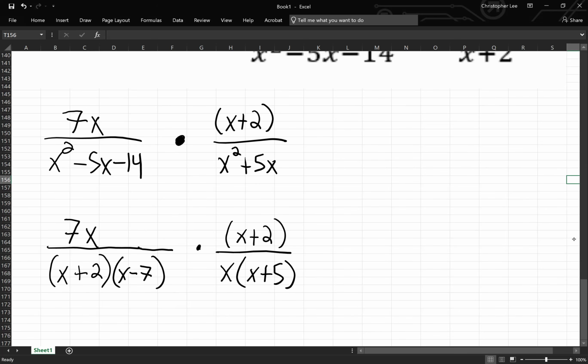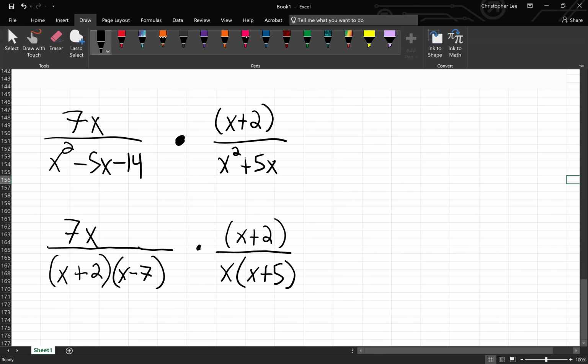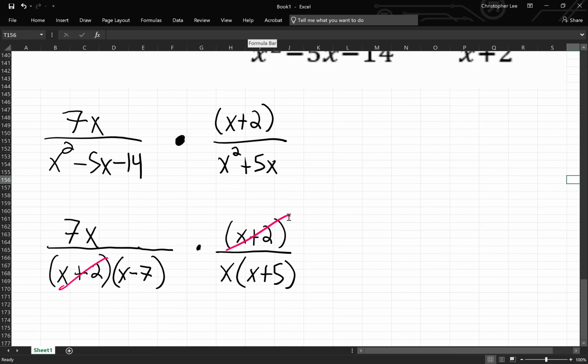How do I do this now? This is kind of hard. This is multiplication. So just cross out the like terms, right? X plus 2. Okay. And what else? The x. Very good, right? All right. 5 plus x. So final answer is what?